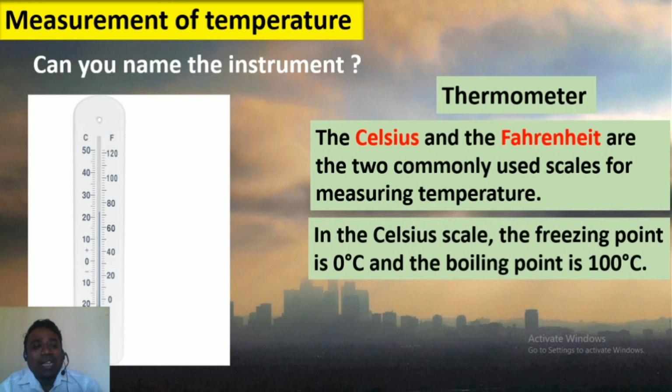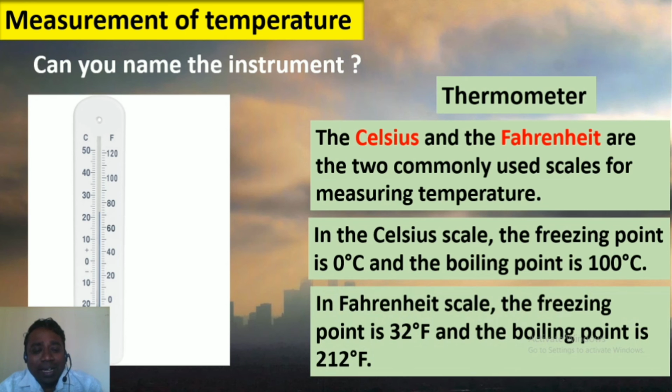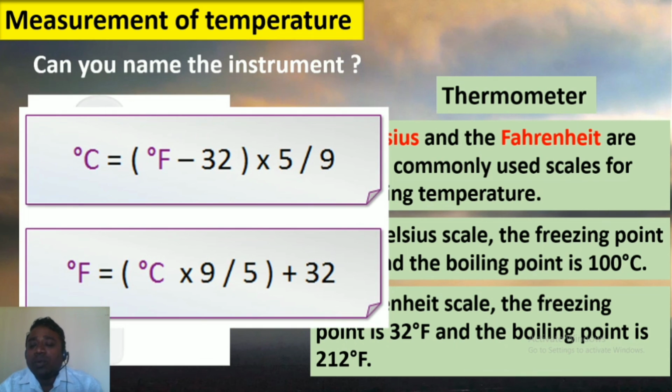Now, in the Celsius scale, the freezing point is 0 degrees Celsius and boiling point is 100 degrees Celsius, whereas in Fahrenheit, the freezing point is 32 Fahrenheit and boiling point is 212 Fahrenheit, and this is the conversion. If you want to convert Celsius into Fahrenheit, Celsius is equal to Fahrenheit minus 32 multiplied by 5 divided by 9, and Fahrenheit is equal to Celsius multiplied by 9 divided by 5 plus 32.